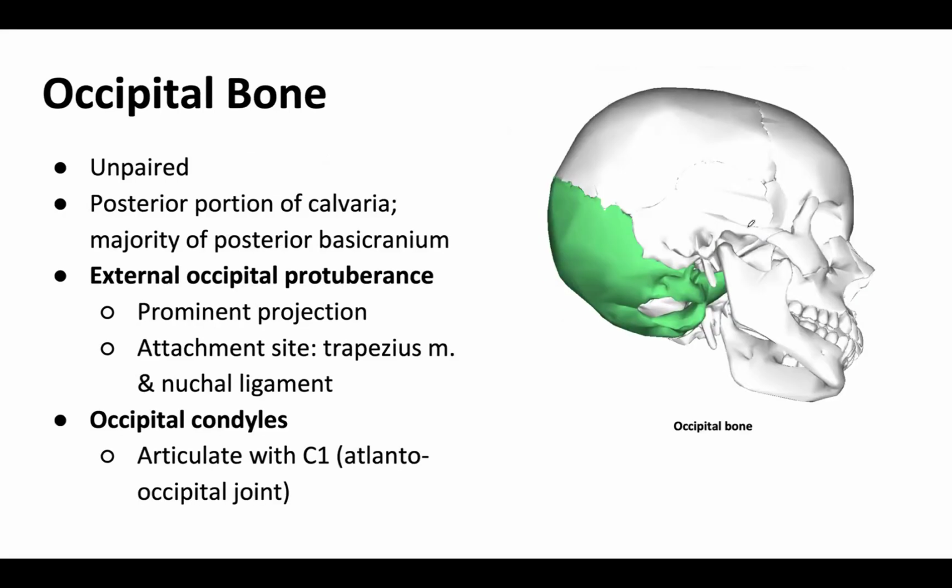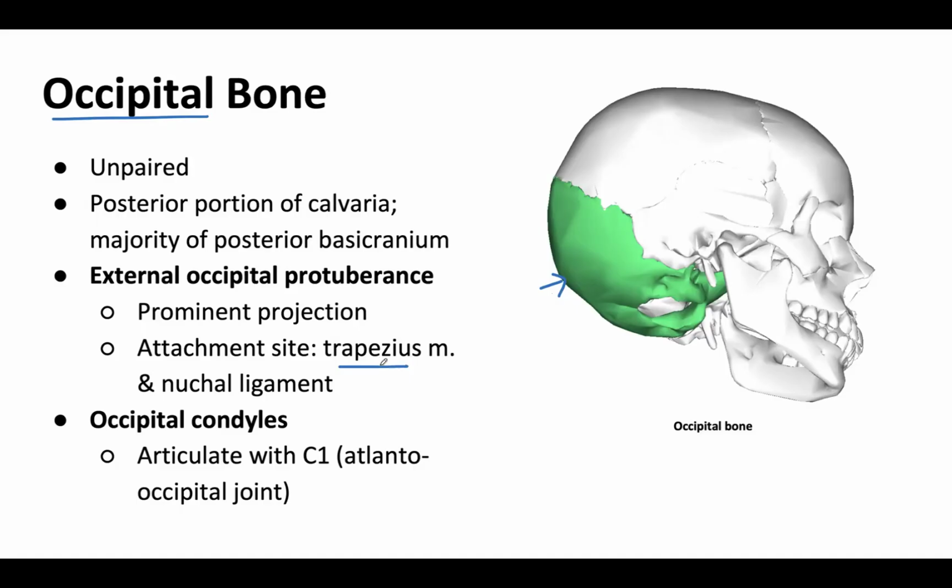All right, that was a lot of time spent on that complicated temporal bone. Let's move to our most posterior portion of the calvaria and the majority of the posterior basicranium, and this is the unpaired occipital bone. The external occipital protuberance is a prominent midline bump on the back of your head. You may be able to palpate this on yourself. Sometimes it's so large that if an individual has their hair cut really short, you can actually see the projection beneath the skin. This area of bone is built up because the trapezius has an attachment here, which is one of your large superficial back muscles.